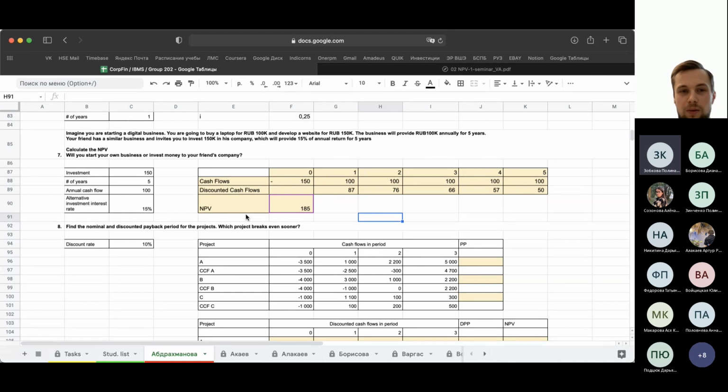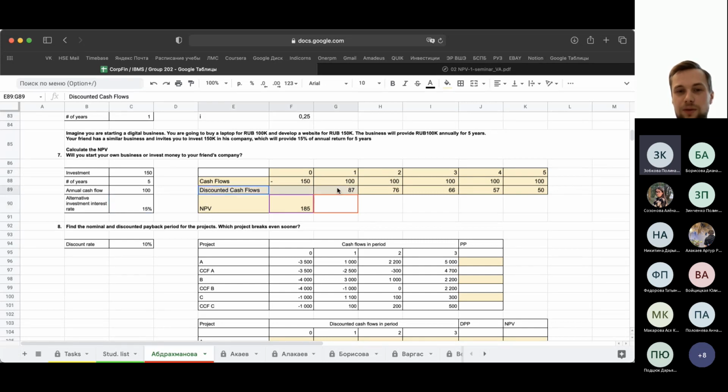Okay. No, yeah, maybe. NPV is not negative, it is positive. That's why it's better to invest in your friend's company, not in your own. Actually, you say the right words, but it should be vice versa. So again, we are comparing what is more profitable: to invest in our own company and have these values, or invest in our friend's company and have 15% of annual return.